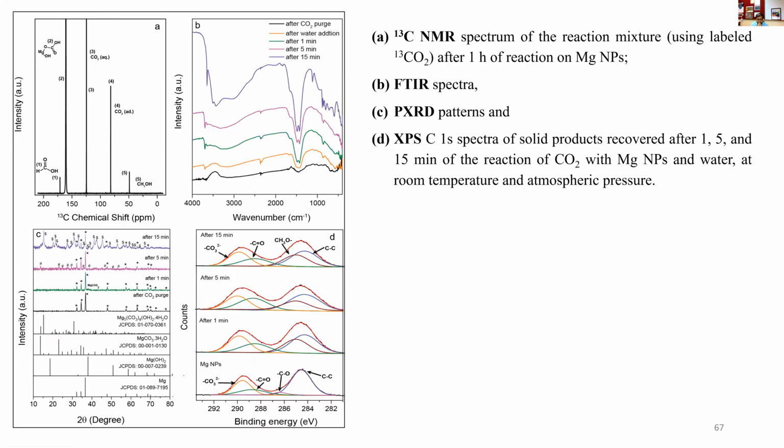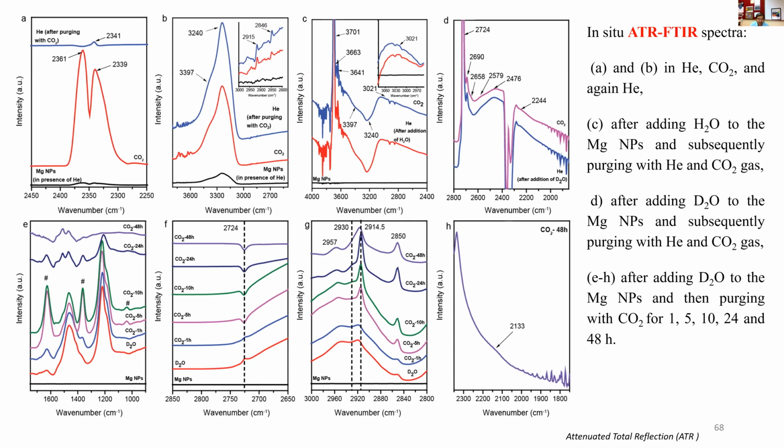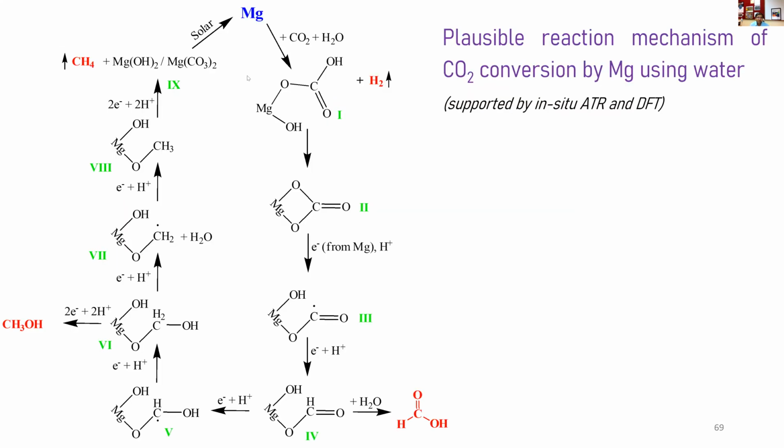We also then, as usual, tried to study the reaction mechanism using in situ IR and DIP studies, ATR-FTIR studies, which I'm skipping. And then we propose this particular mechanism where magnesium reacts with CO2 and water and produces this basic carbonate and the hydrogen. And then it forms the cyclic carbonate. It gets the electron from magnesium, proton from water, and creates some sort of intermediate 3, which again gets the electron from magnesium, proton from water. And you keep adding that, you get formic acid. If you keep adding more and more electron and proton, you get methanol. And if you add more electron and proton, you get methane. And we observe methane in a large quantity.